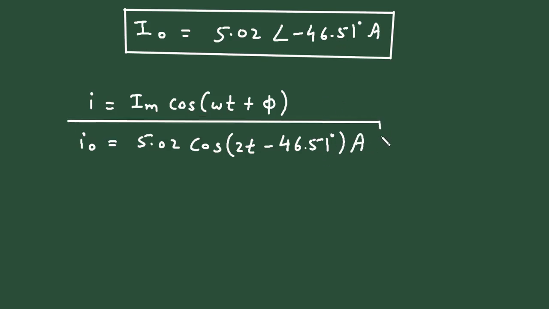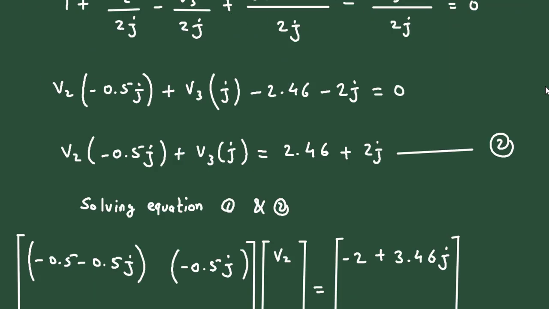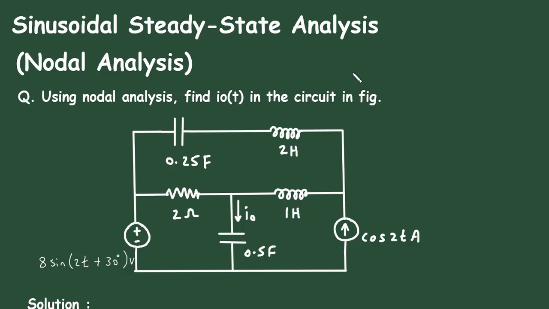So this is the final answer for IO, and this is how we can find the value of IO by using nodal analysis.